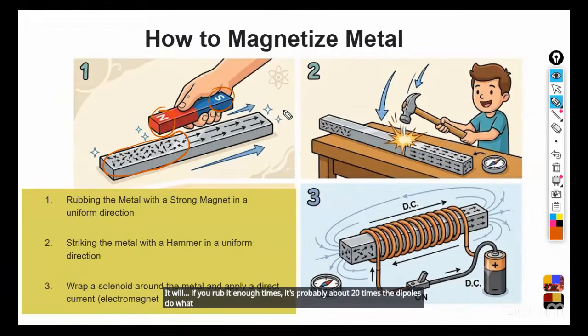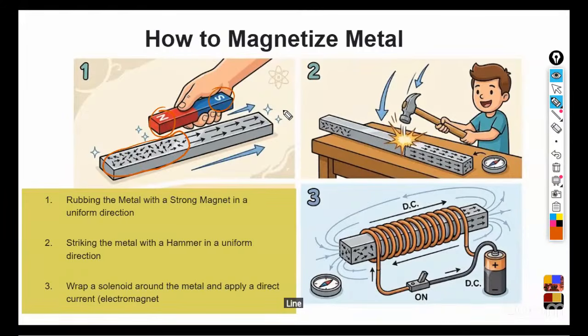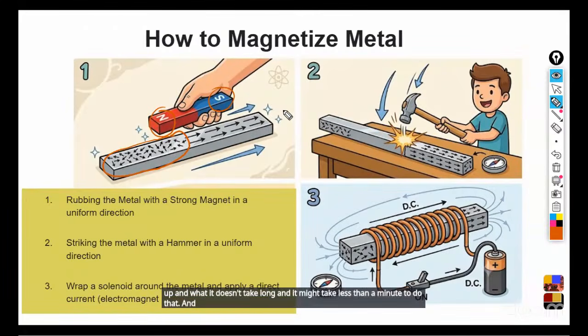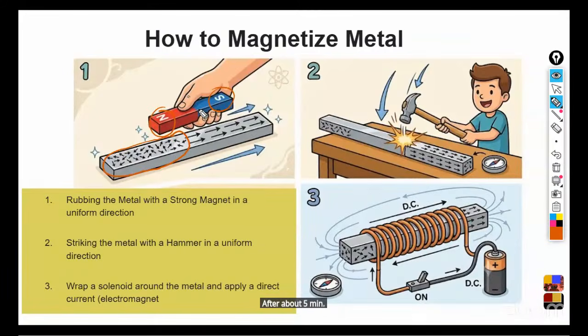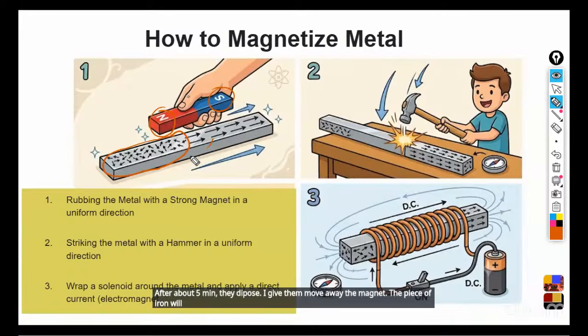They begin to line up. It doesn't take long, less than a minute to do that. And that piece of metal, if it's a piece of iron, will become a magnet for about 5 minutes. Then, iron has a way that after about 5 minutes, if you move away the magnet, the piece of iron will go back to being disordered.